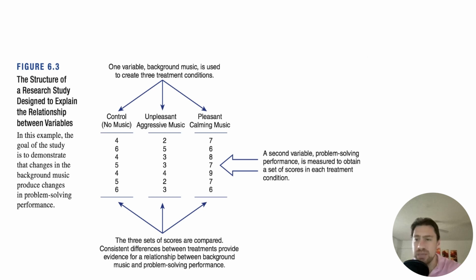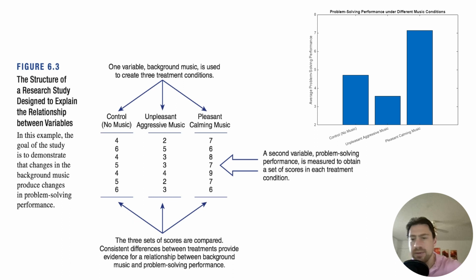All right, and so the question is, is there a relationship between music and problem solving? And if we look at the scores in these three columns, you may notice something of a pattern. And to make it easier, I've created a bar graph. Here it is, where each bar is the average of one of the three columns. All the way on the left, you have the performance in the control condition. That's the no music condition. That's the baseline.